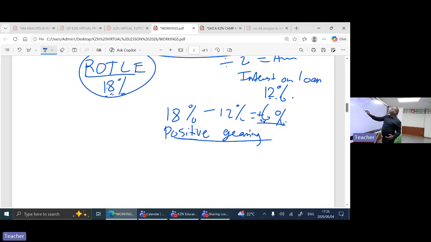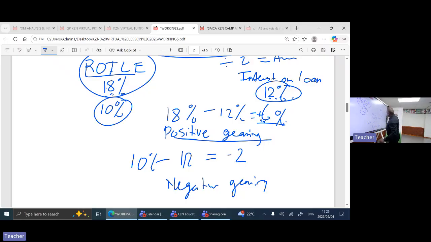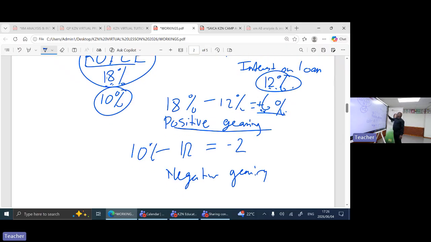But if, for example, we got 10%, whereas our interest on loan was 12%, you would say 10 ROTE minus 12. This is going to give you negative 2. That is why you will say you have negative gearing. We got negative gearing. We are not making good use of loans. Our ROTE is 10%, whereas the interest on loan that we are paying is 12%. So we are not making good use of loans. That can be a comment, but you will see it when we deal with the actual questions.